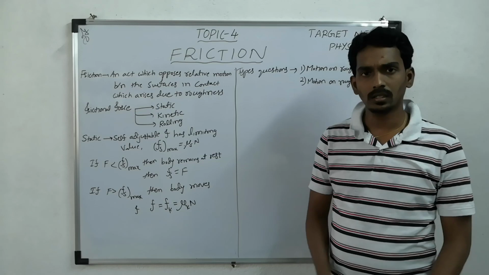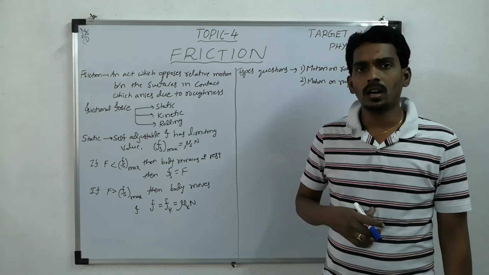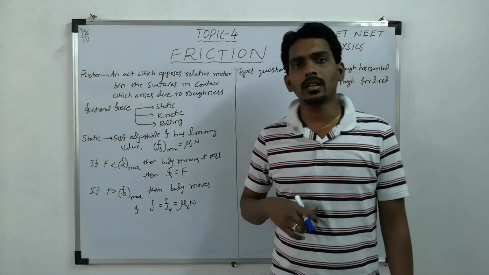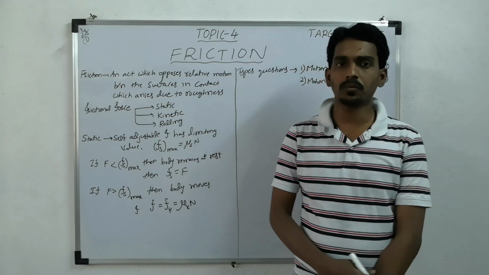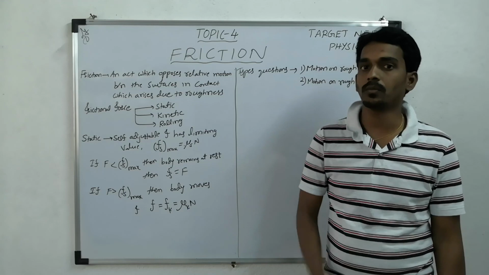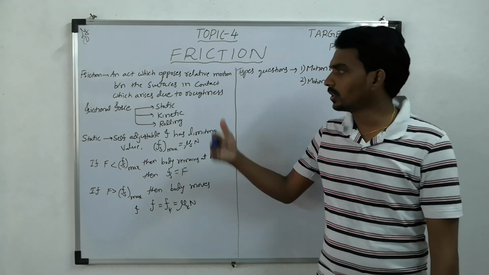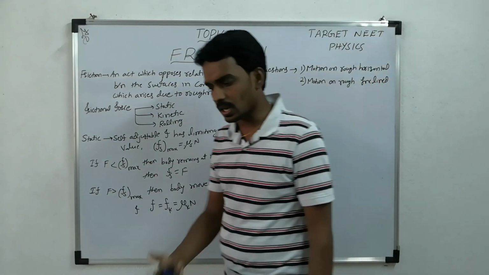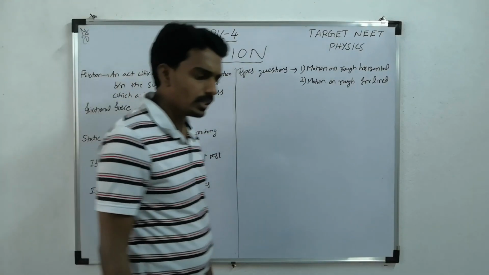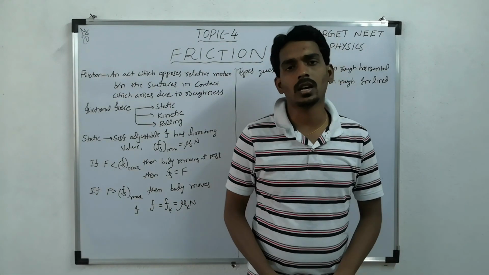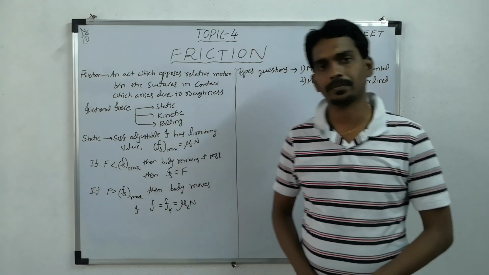Then the opposition force that arises due to the act of friction, that force we call the frictional force. Now that frictional force is of three types: static, kinetic and rolling. But here we mainly study static and kinetic friction.